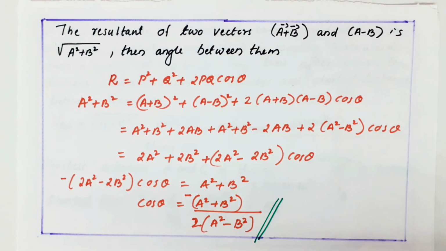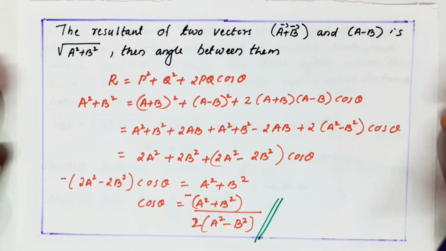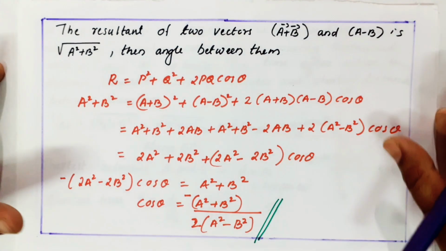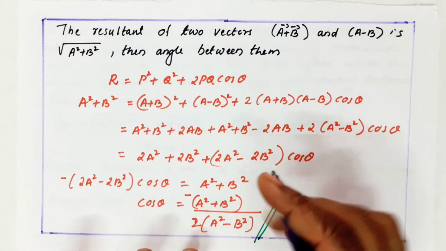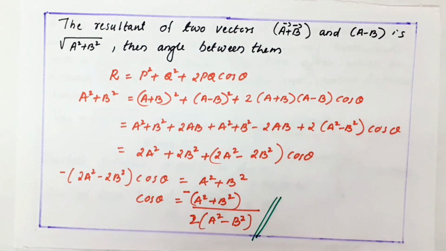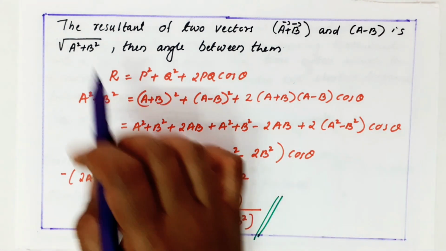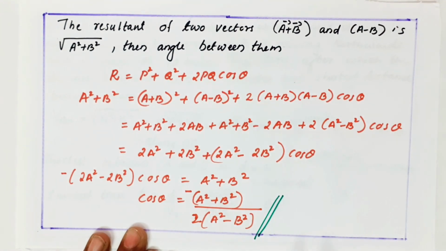Next one, we have to take here the resultant. We are doing some numericals based on the topics. Here you see the resultant of two vectors, that is A plus B and A minus B, is root over A square plus B square. They gave two vectors, one is A plus B, other one is A minus B, and their resultant is root over A square plus B square. Then what is the angle?